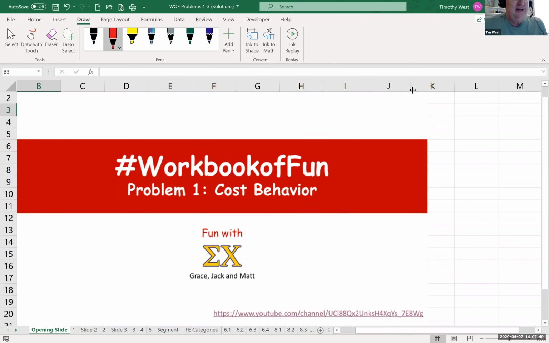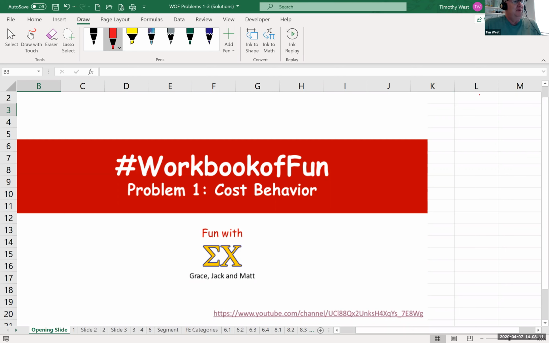Preparing for the final exam I know is exciting, especially over spring break. So what I've tried to do to keep me from getting bored is force students actually to join me in looking at the problems in the Workbook of Fun. The Workbook of Fun is designed to give you a roadmap on how to study for the final exam and give you some practice problems to work with.